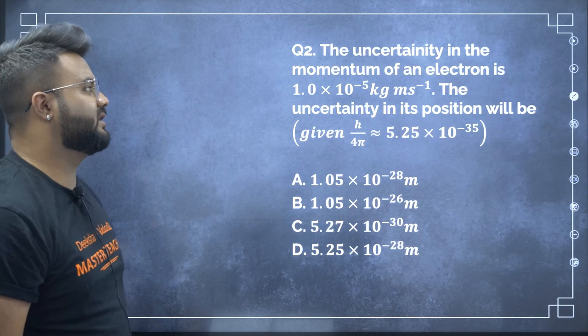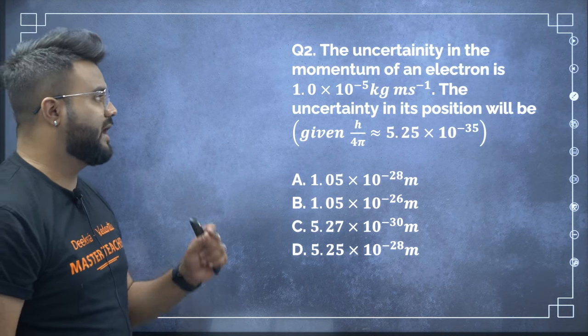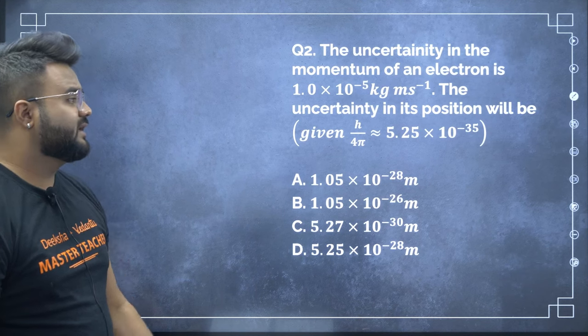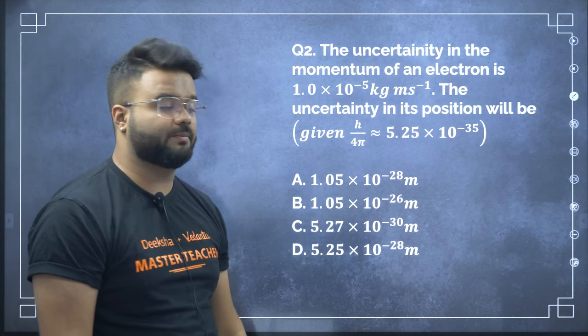Now coming back to question number 2. The uncertainty in the momentum of an electron is 1 into 10 to the power of minus 5 kilogram meter per second. The uncertainty in its position will be dash.